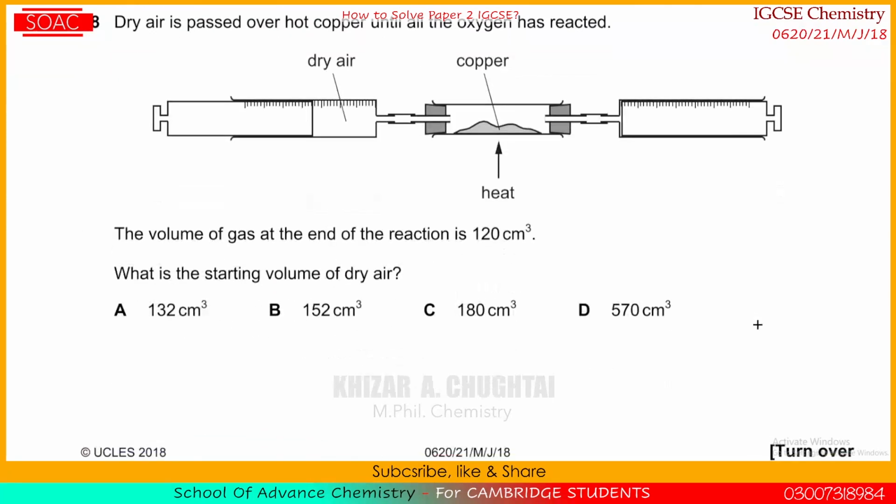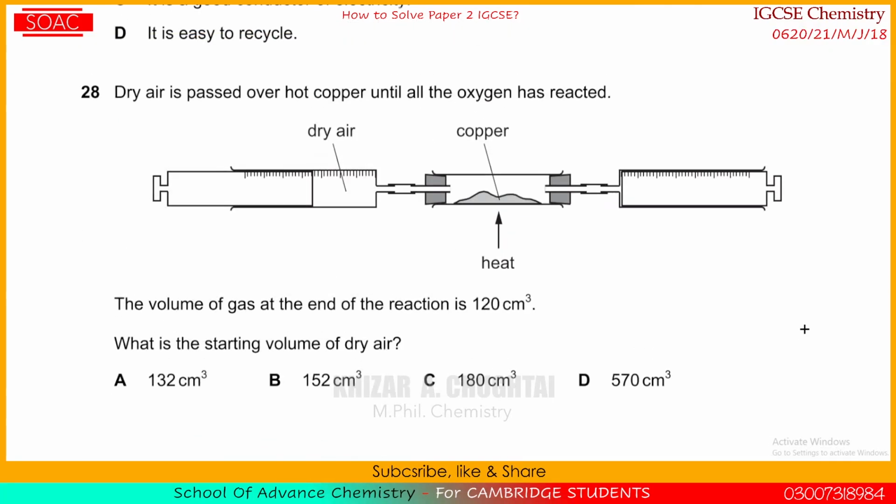Dry air is passed over hot copper until all oxygen has reacted. There is dry air, there is the copper, and when it is heated, it is going to react with oxygen to make copper oxide. The volume of gas at the end of the reaction is 120. The volume of gas after the complete reaction with oxygen, after the consumption of oxygen, is 120 cm cubed. What is the starting volume of the dry air?